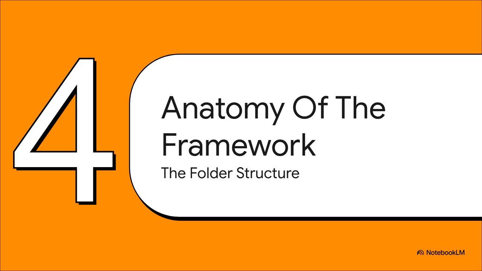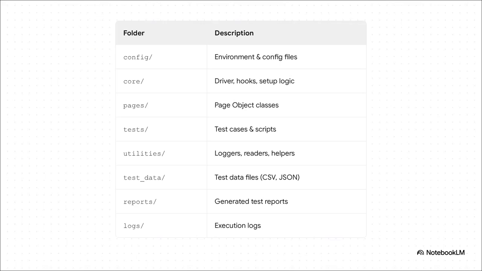Okay, so that was the big picture flow. Now let's get really practical and see what this actually looks like on your computer. Let's break down the anatomy of the framework folder by folder. The best way to think about this is like a perfectly organized toolbox. The tests folder, that's where you keep your actual test scripts. The pages folder holds your specialized tools, those page objects that know exactly how to deal with each part of your app. Your core folder is the power source, managing the browser driver itself, and so on and so on. This isn't just about being tidy. It's about knowing exactly where to find the right tool for the job every single time.